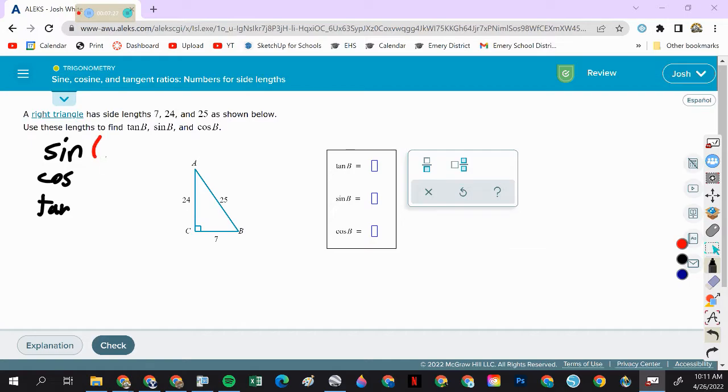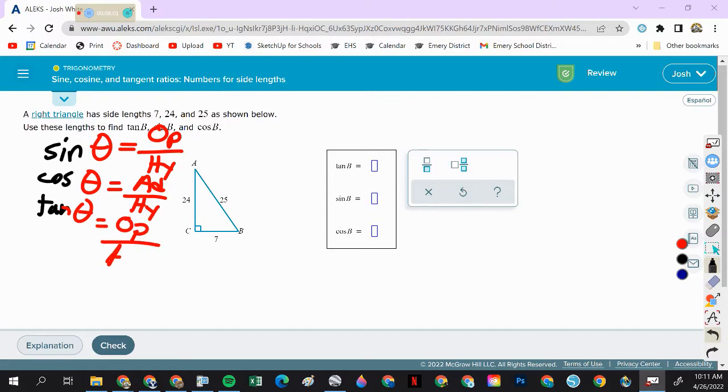So the symbol right there is a Greek letter called theta. I believe that's lowercase theta. So anytime you see that theta, that just means angle. So the sine of theta is found by taking the opposite side and dividing by the hypotenuse. The cosine of theta is found by taking the adjacent side and dividing by the hypotenuse. And the tangent of theta is found by taking the opposite side and dividing it by the adjacent.